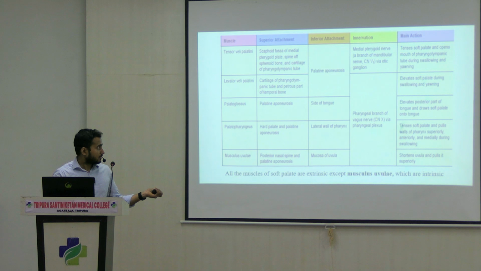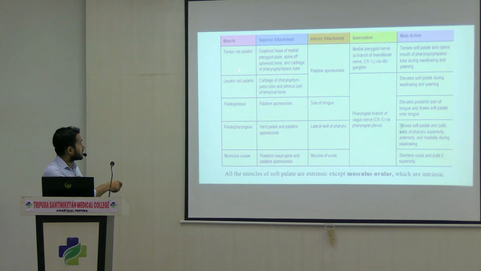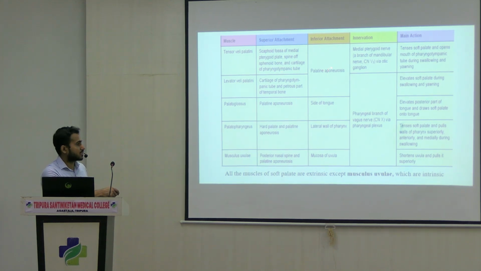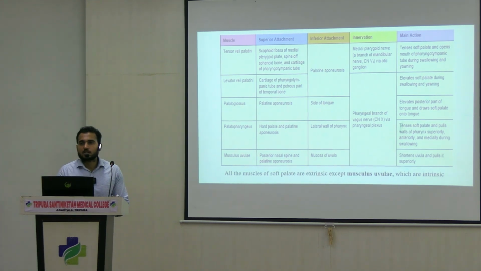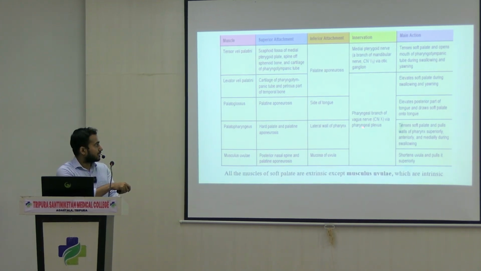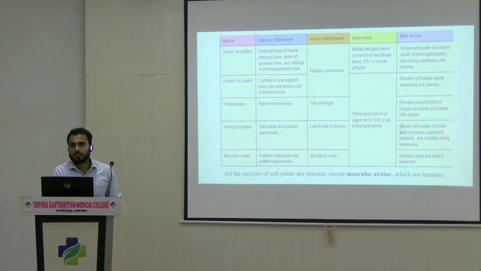Now here you can see this is the list where all the muscles are listed. This is the attachment, superior attachment and inferior attachment, that means this is the origin and this is the insertion. This is the innervation. In case of innervation, all the muscles of the soft palate are supplied by the pharyngeal branch of the vagus via the pharyngeal plexus.